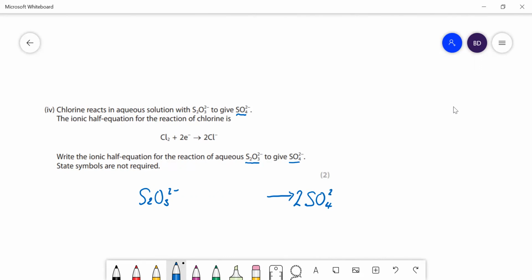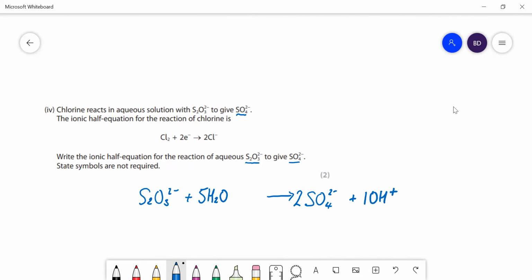Sorry, that's 2 minus there. We've got 8 on the right and only 3 on the left. So that means we're going to need 5 H2Os here. We need 5 oxygens balanced with H2Os. Right, so that means we've got 10 H's on the left and none on the right. So that means we need 10 H plus on the right hand side of the equation.